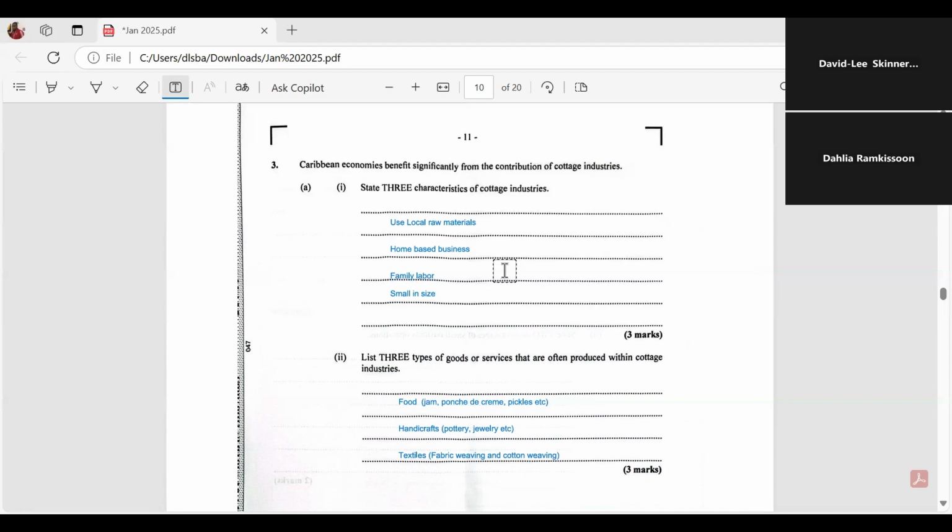Right? Doubles could be considered a cottage industry as well. All right. If you're importing goods from another country to sell back home, you have a small business, but it's not a cottage industry.